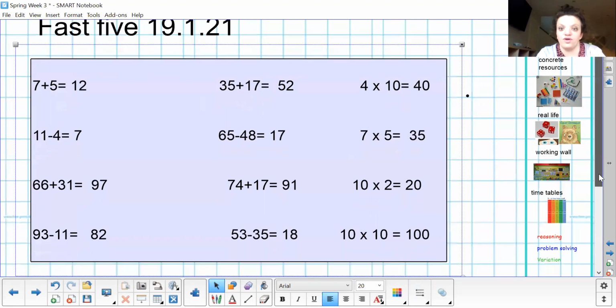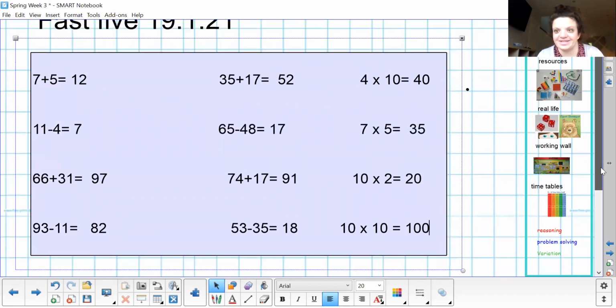So well done if you got all those right. Give yourself a mini round of applause and let's move on to today's learning.